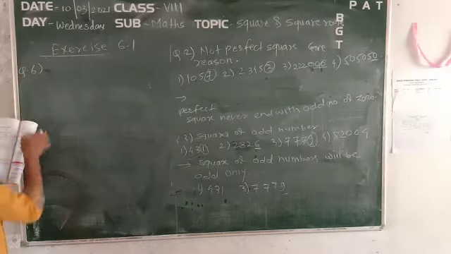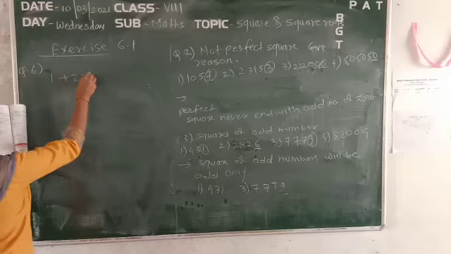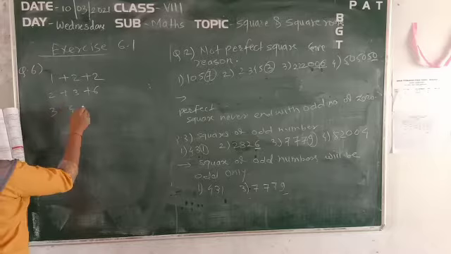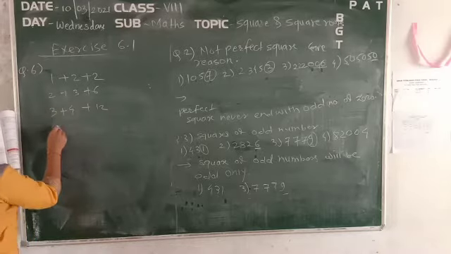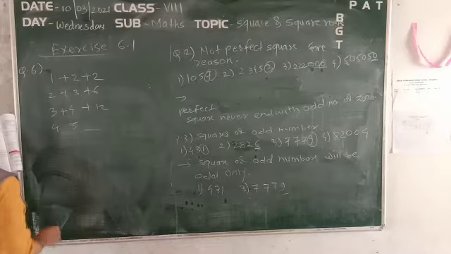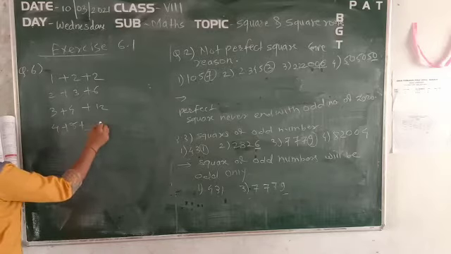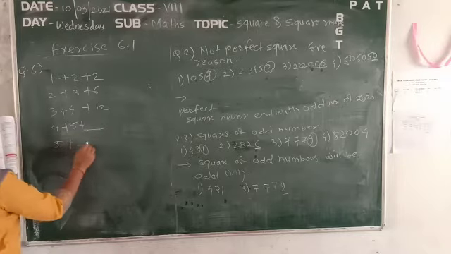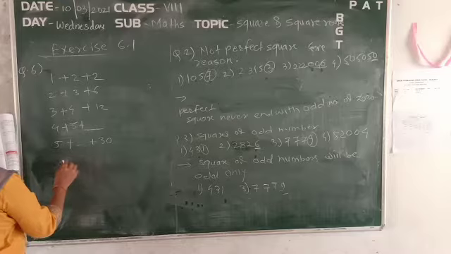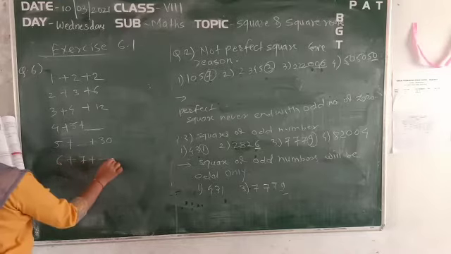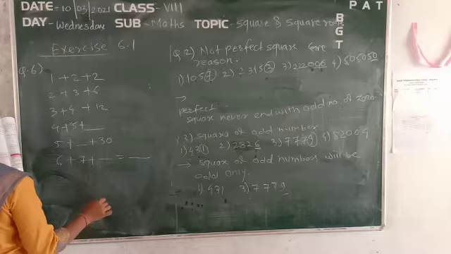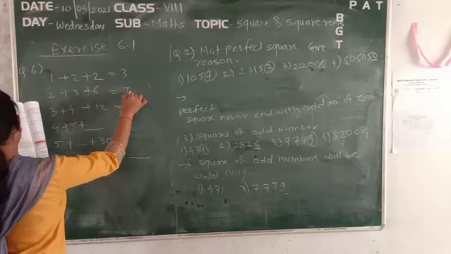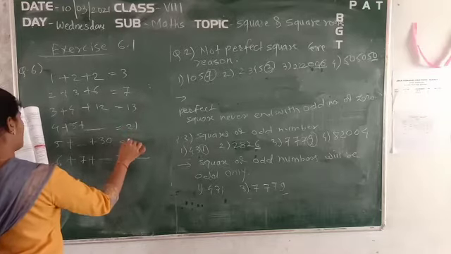Question number 6 is given like this: 1 plus 2 plus 2, then 2 plus 3 plus 6, again 3, 4, 12, then 4, 5. Again here one missing number is given, so you have to find the one missing number which is present here. Again here 5 plus dash plus 30 is given. Here 6 plus 7 plus dash, which is equal to again dash, and here you are given 3, 7, 13, 21, 31.